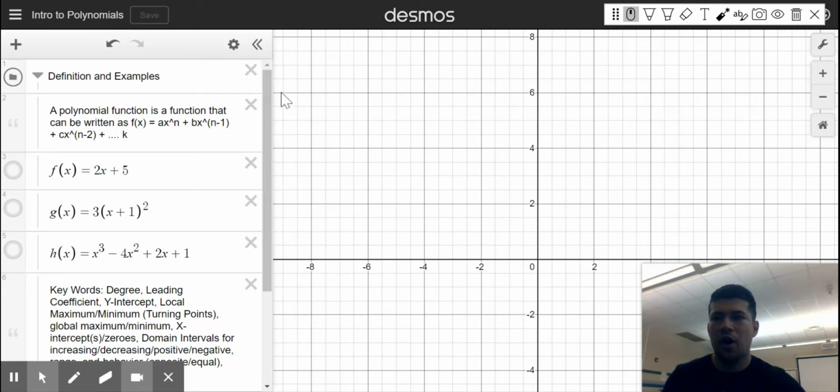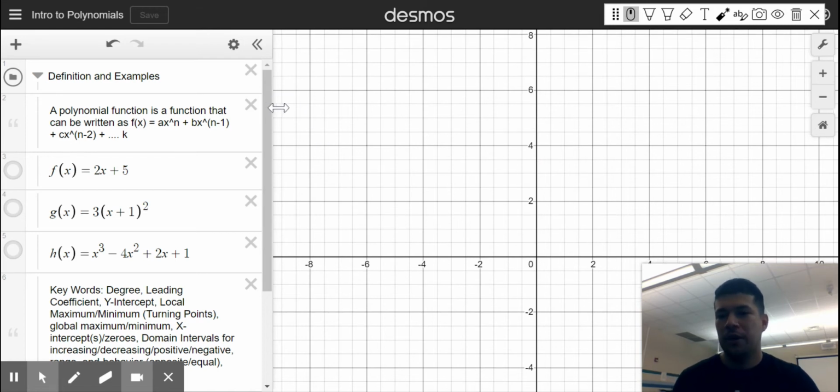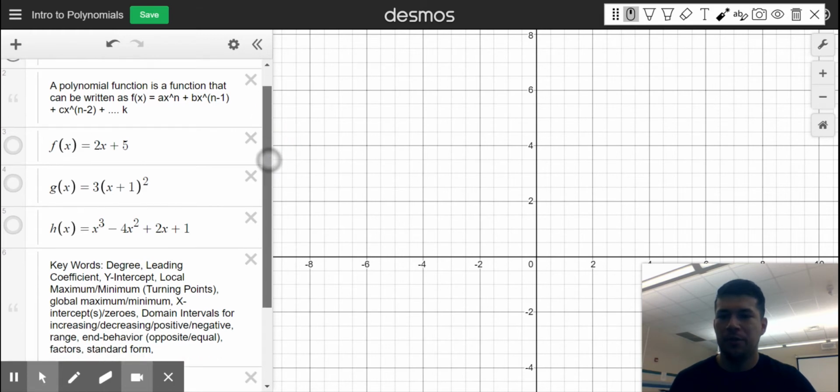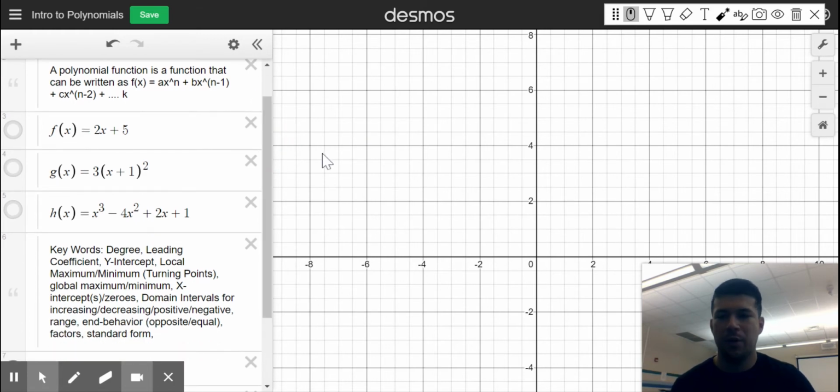All right, guys, let's talk about polynomials. So this is the intro to the unit, to the module. Got a definition of a polynomial, and perhaps it's better to just jump into the examples and non-examples so we can understand what a polynomial is.